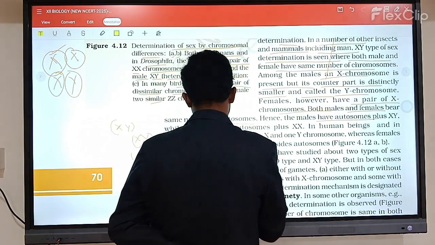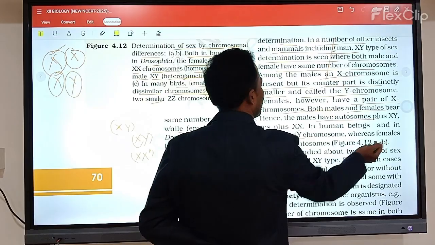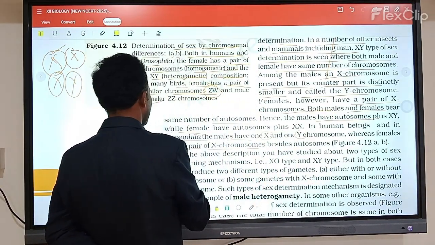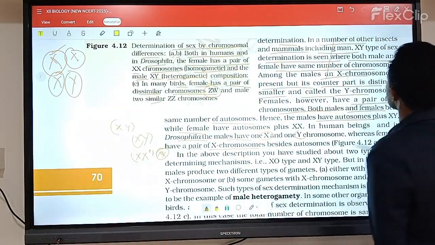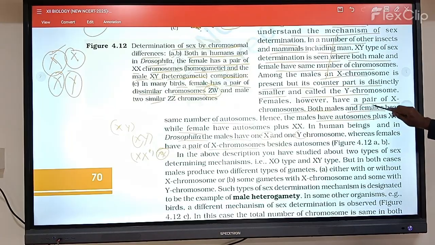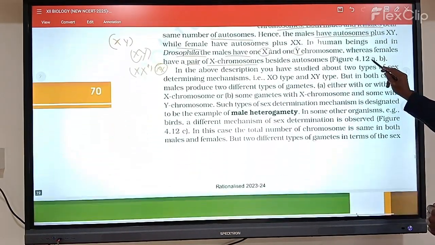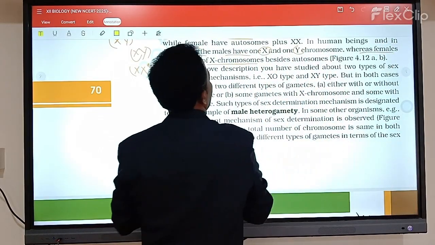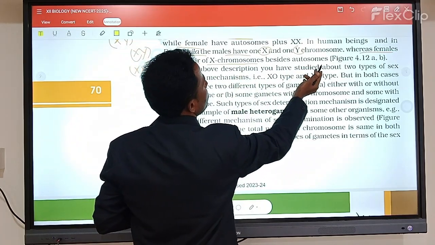Next, in human beings and Drosophila, the males have an X chromosome and a Y chromosome, whereas the females have a pair of X chromosomes, present along with the autosomes.